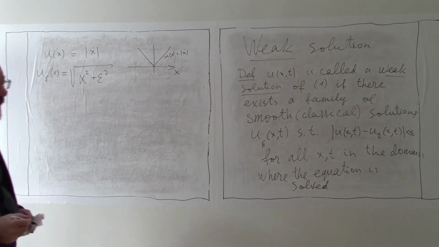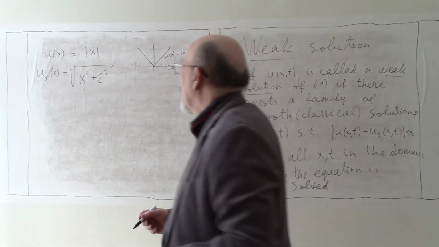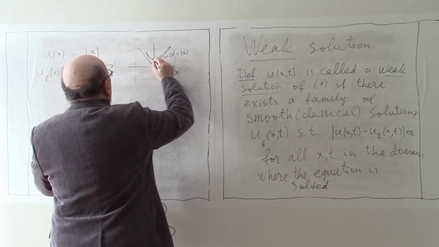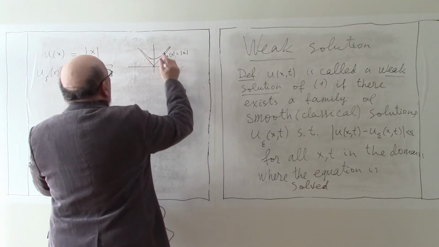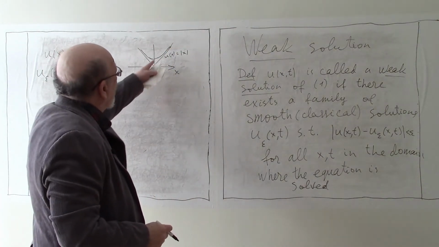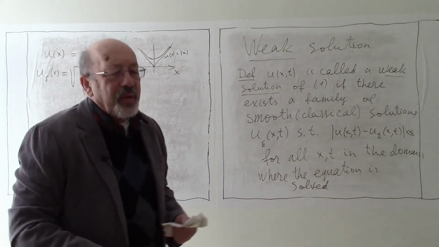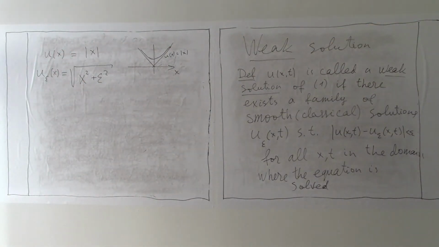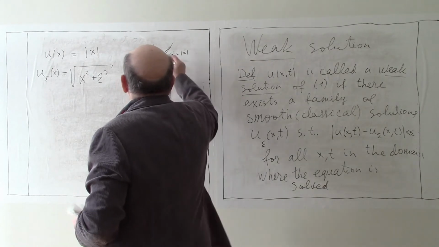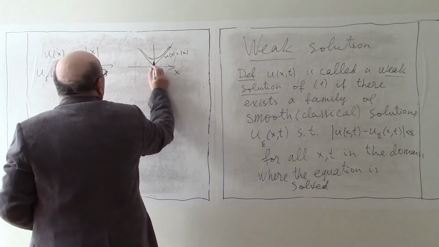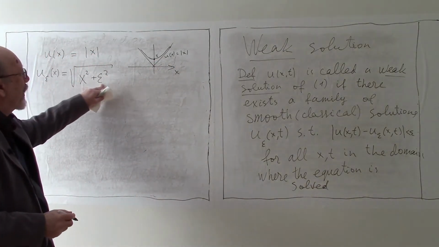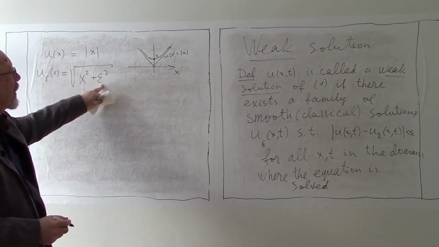Now, the graph of this function is a hyperbola, like this. So these two branches of the graph of modulus x, this and this, are asymptotes. This hyperbola tends to this or this line when x goes to infinity, and here the value of this function is exactly epsilon. When x is 0, u epsilon of x is epsilon.